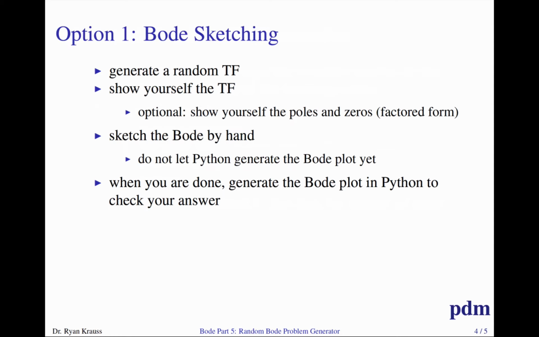So as I mentioned, 2 options. Option 1, Bode sketching problem. So you generate a random transfer function. You show yourself that transfer function. Optionally, you can show yourself the poles and the zeros explicitly if you think that your instructor is generally a nice person and would do that for you. Then you sketch the Bode plot. You do not yet let Python generate that Bode plot for you. You sketch it, and then you let Python generate it after you've completed your sketch as a way to check your answer.